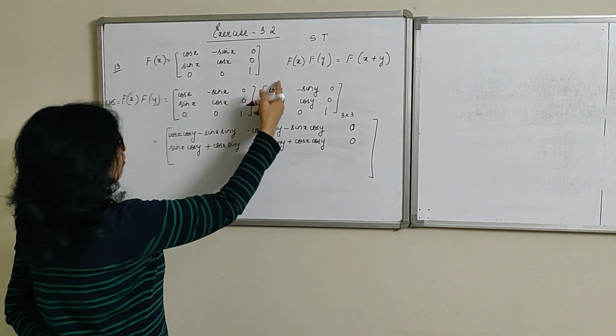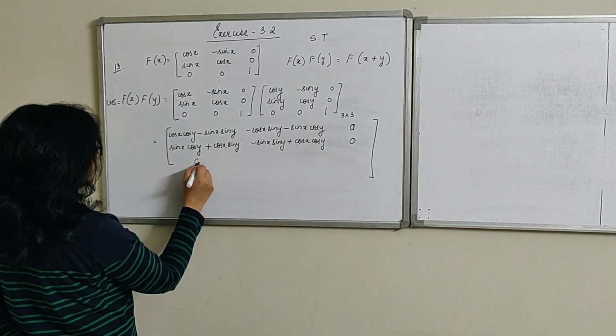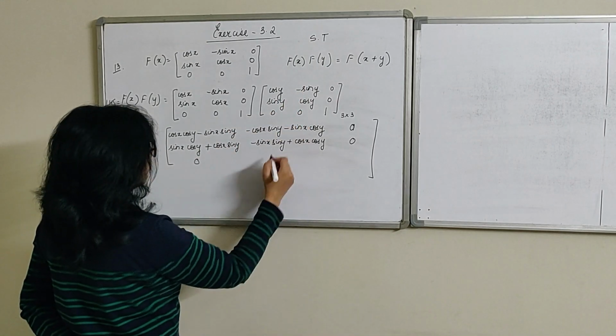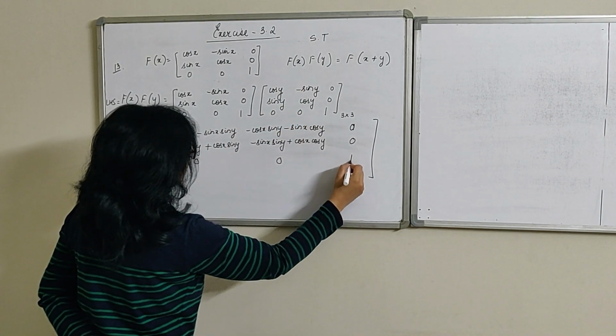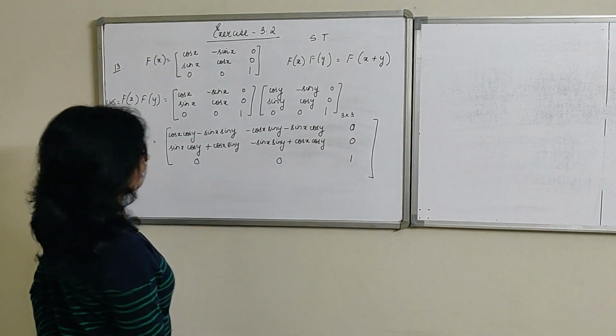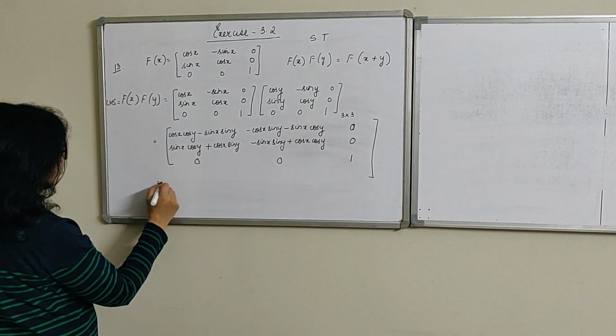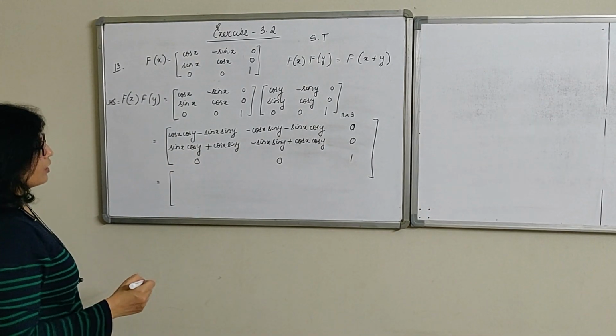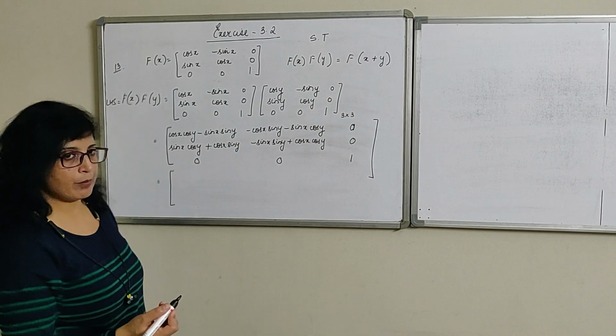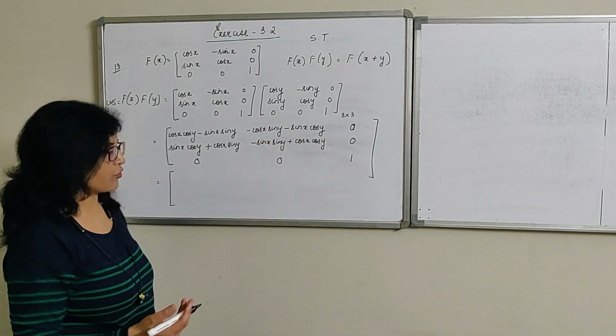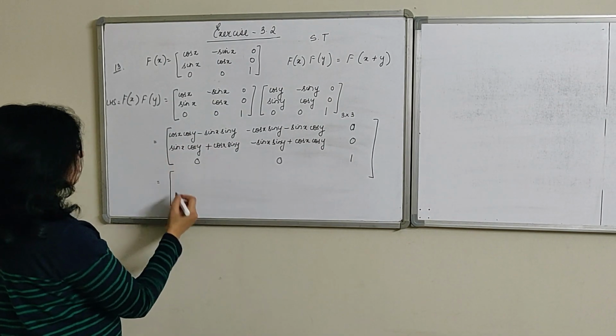The third row multiplied by this gives 0. Third row multiplied by this gives 0, and with this multiplication we get element 1. So this is how we have obtained a 3 by 3 matrix. Now if we remember the identities of trigonometry, we can easily find this result.